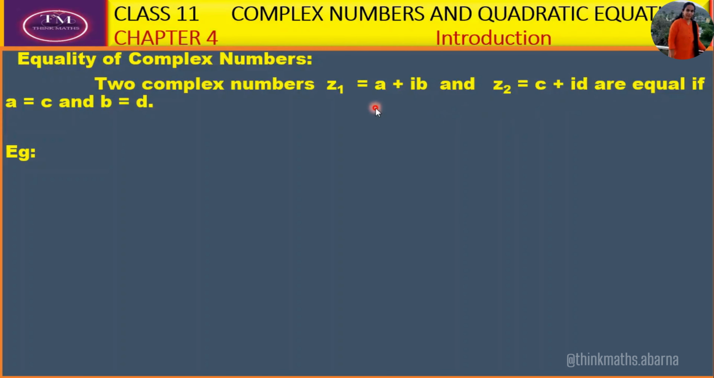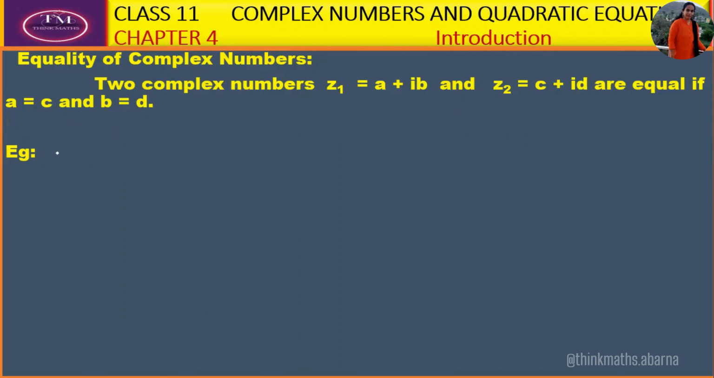When will they be equal? In one complex number we have the real part A, and in the other complex number we have the real part C. If A and C are equal, and the imaginary part, which is B in Z1 and D in Z2, and B and D are equal, then we will say the two complex numbers are equal. Clear, children? Let me take an example.